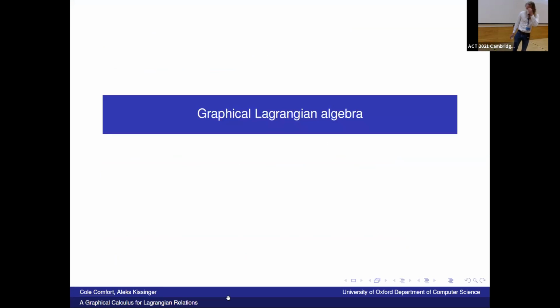Okay. So now that we've talked about Lagrangian relations and given a basic overview of symplectic geometry, and we've talked about this graphical calculus for linear relations, what I want to do is combine these two things together to get some sort of graphical calculus for Lagrangian relations.